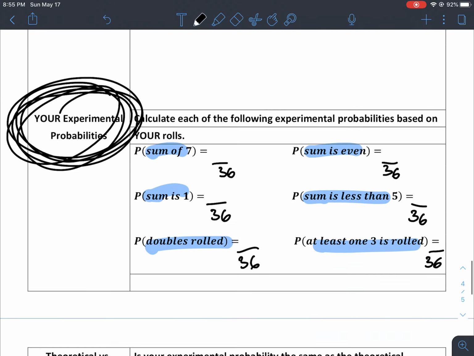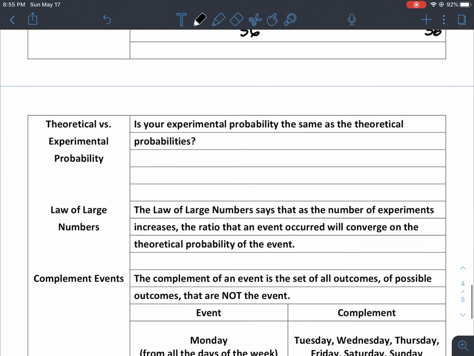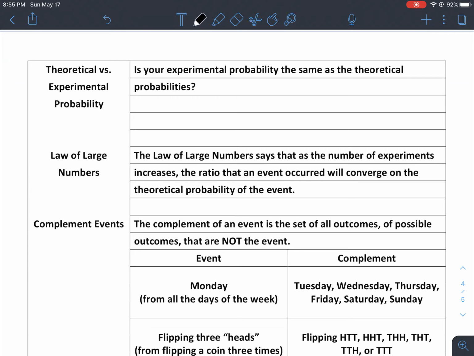Now, hopefully you did that. Hopefully you experimented. Because now we're going to ask: are your experimental probabilities the same as the theoretical probabilities? The answer is going to be no. If you got them exactly the same, congratulations. There's actually a low probability that theoretical and experimental probabilities are exactly the same, which is confusing, but I'm going to say that anyways.